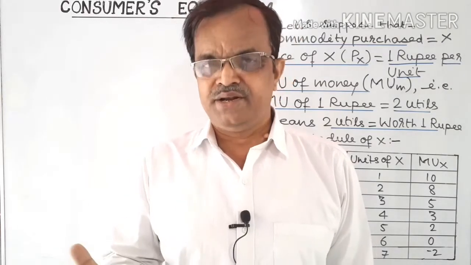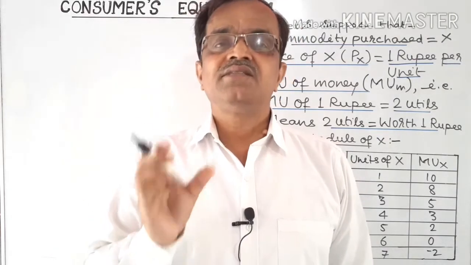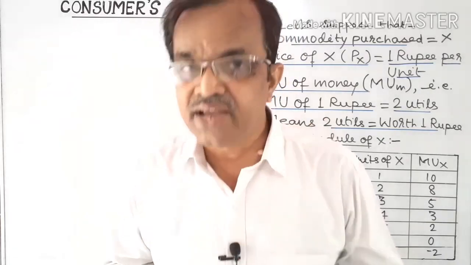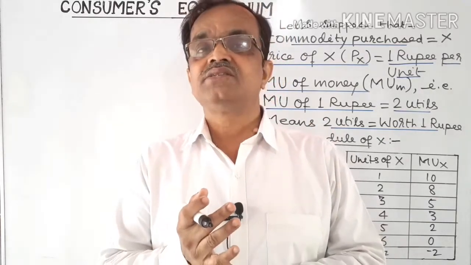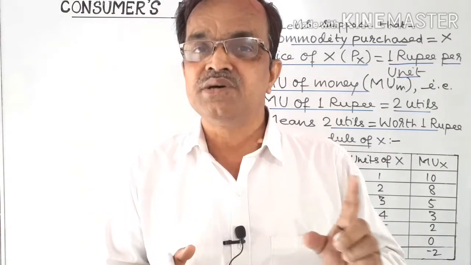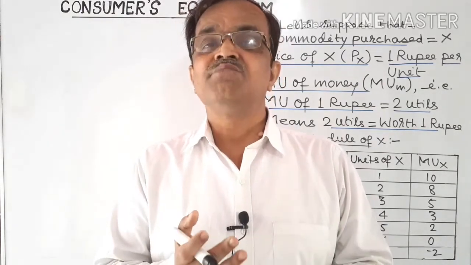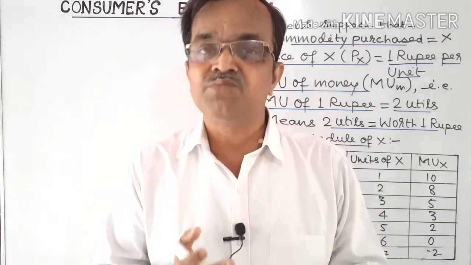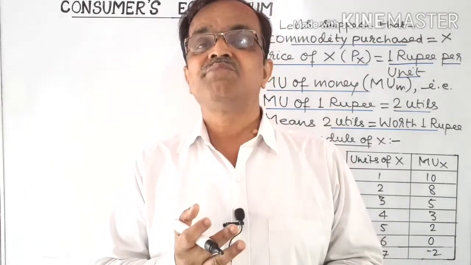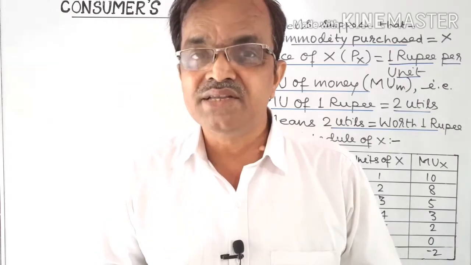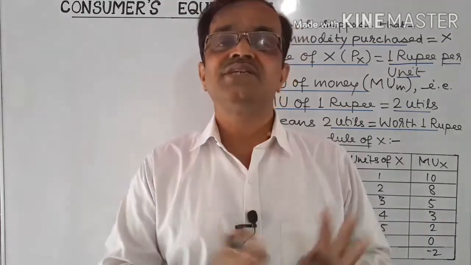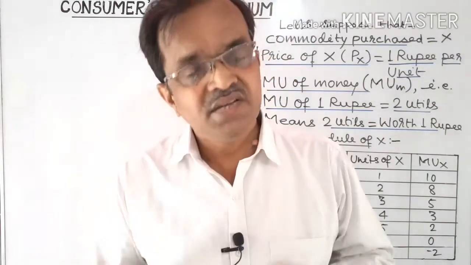Let me explain it. We know that the purchase of any commodity depends upon three factors. Number one is the price of the commodity in the market. Number two, marginal utility derived from that additional unit of that commodity. And number three is the marginal utility of money, that is, marginal utility of 1 rupee, which is taken to be constant in this theory of consumer's equilibrium.